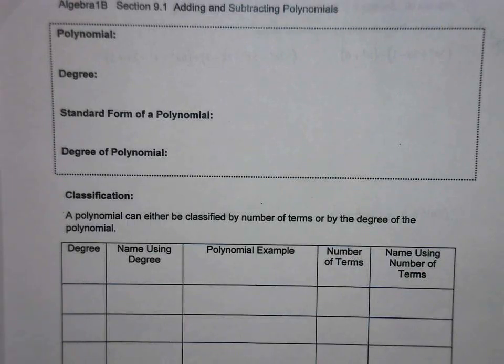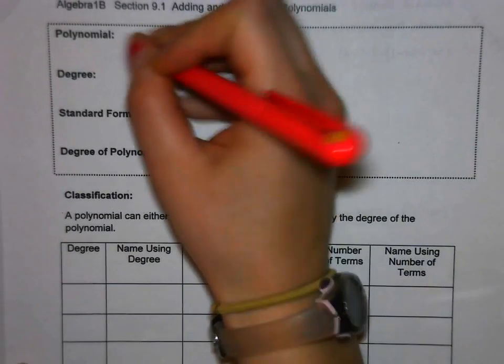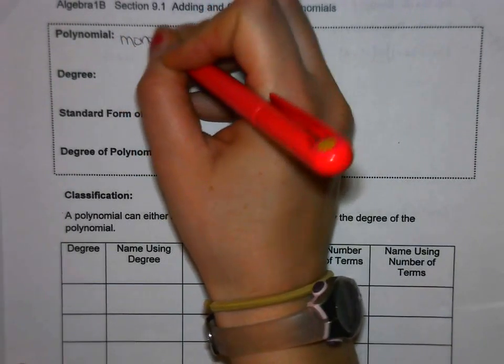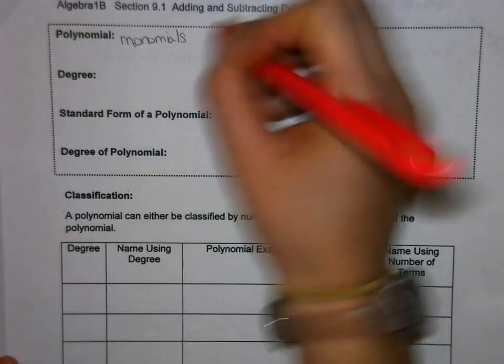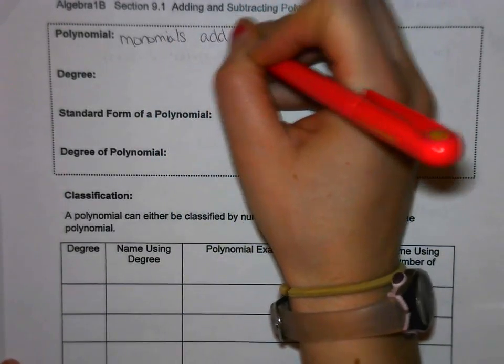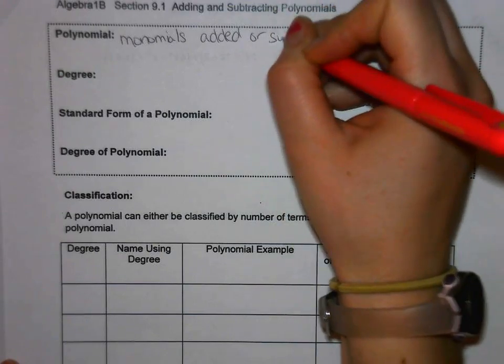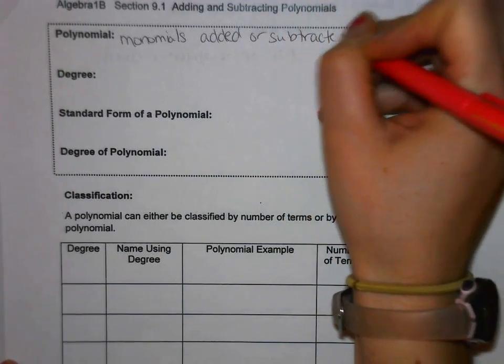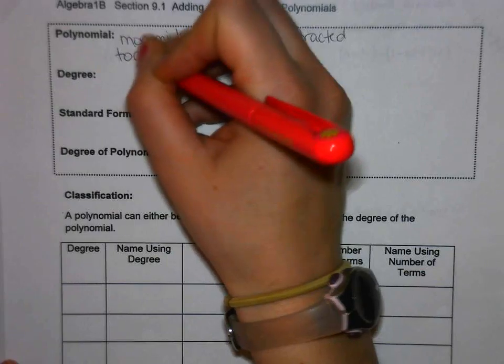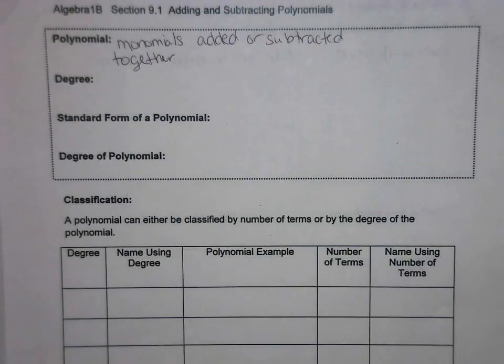Our new unit on polynomials. So first, let's go over what polynomials are. Polynomials are monomials added or subtracted together. So for example, a polynomial could look like this.